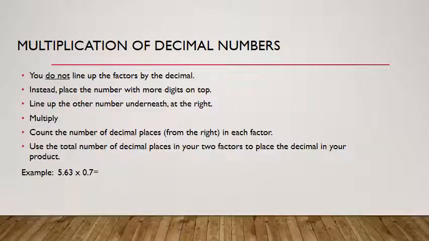In the multiplication of decimal numbers, you don't line up the factors by the decimal. Always remember, you shouldn't line them up according to the decimal point as we do in the addition and subtraction of decimal numbers. Instead, you only place the number with more digits on top, you line up the other number underneath at the right, and then you multiply. After you multiply, you pretend as if there is no point, then you count the number of decimal places in each number, and then use the total number of decimal places to move your point in your product.